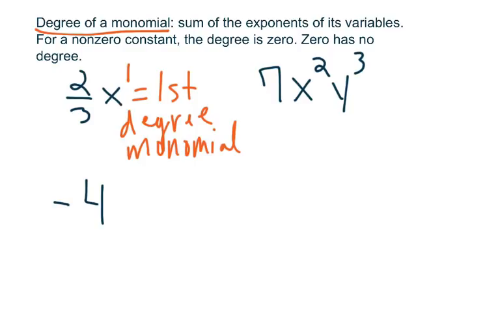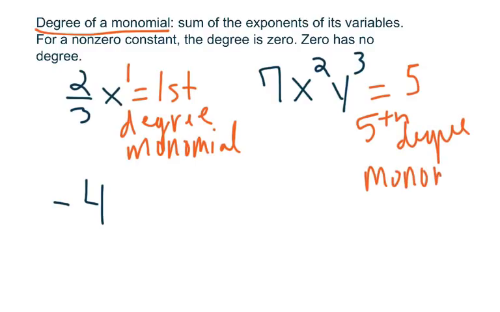7x squared y to the third. We're going to add these exponents together to get 5. So this is a fifth degree monomial. All right. Negative 4 has a degree of 0. Why? Because a non-zero constant, the degree is 0. Let's keep going.